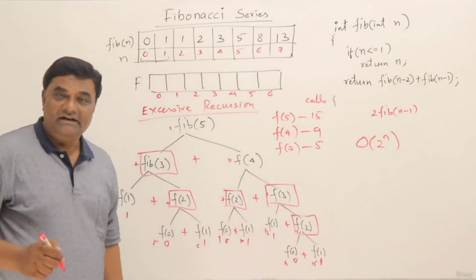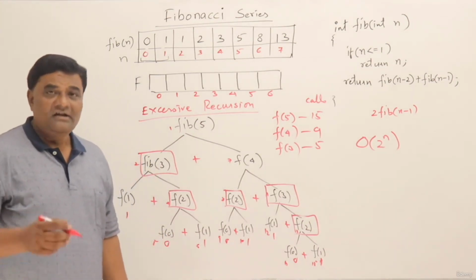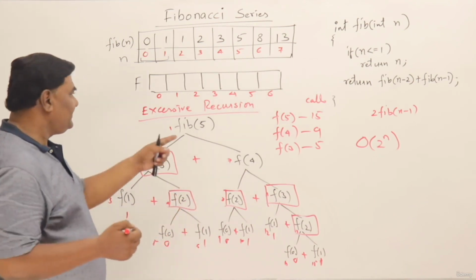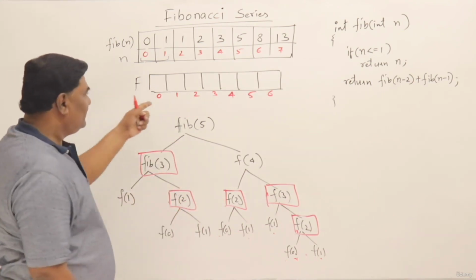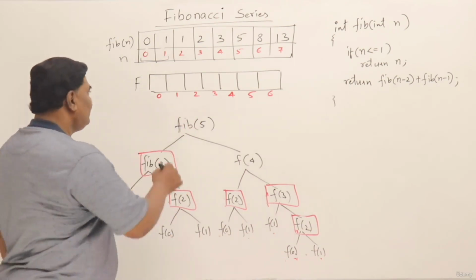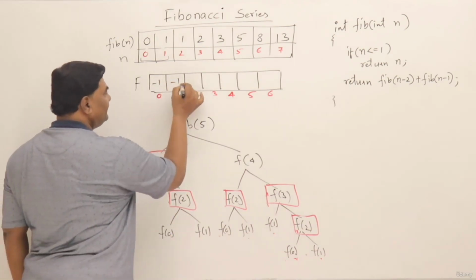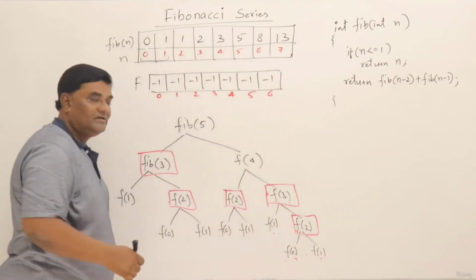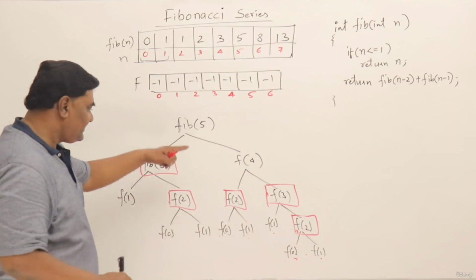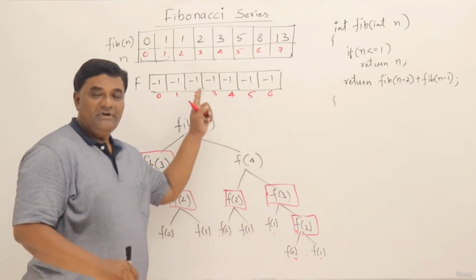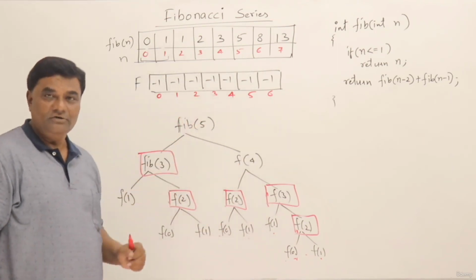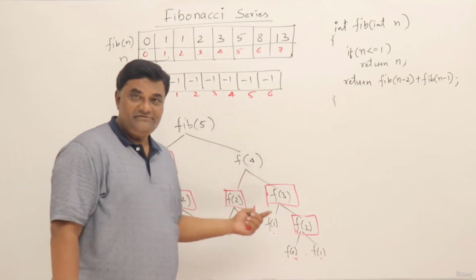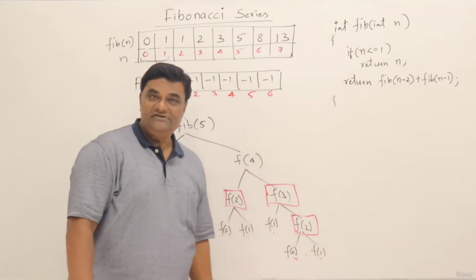Now, how to modify this algorithm to make it faster? I'll remove a few things from the board and show you. This global array or static array, let us initialize it with -1. -1 means we don't know the value. Now, let us trace it once again by taking the help of this global or static array. First, I will show you the tracing, what modifications we can do, then we will modify our function.